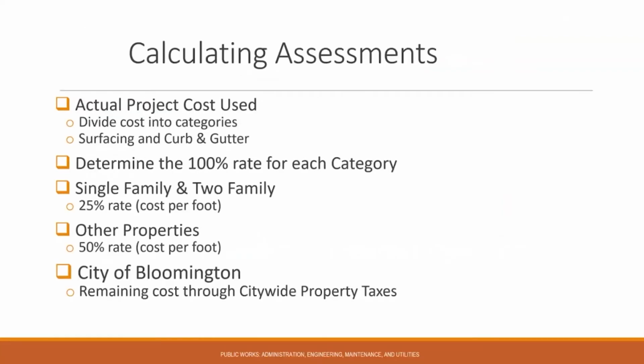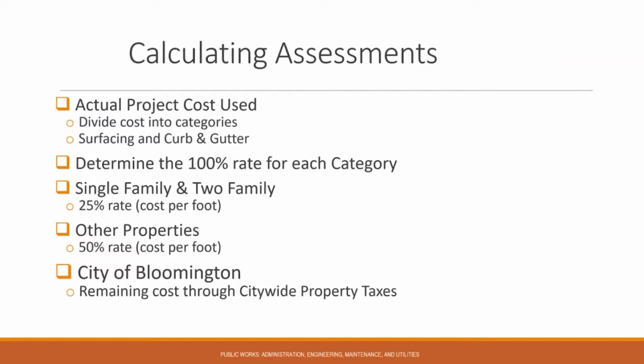In calculating assessments, the first thing we do is determine the actual project cost, and then we divide the cost of the project into categories or improvements. So for the 2019 PMP project, surfacing and curb and gutter are the improvements that are subject to assessment for parcels adjacent to the project area.